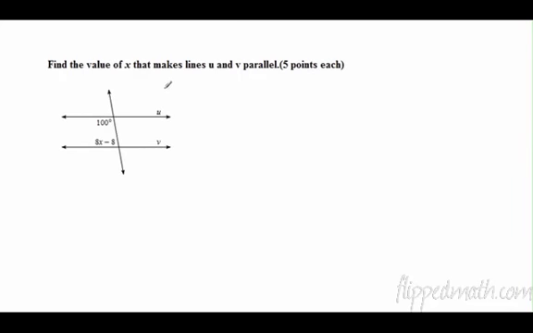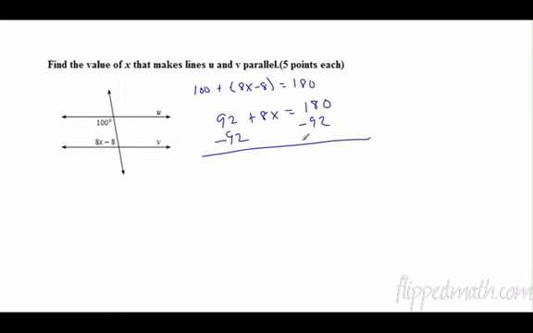Next one, find the value that makes it parallel. So if these two lines are going to be parallel, then these are same side interior. They need to add up to 180. So 100 plus 8x minus 8 equals 180. 100 minus 8 is 92 plus 8x equals 180. I need to subtract 92 from both sides, right? So 180 minus 92 is going to give me 88. So 8x equals 88. Divide by 8, and we get x is 11.